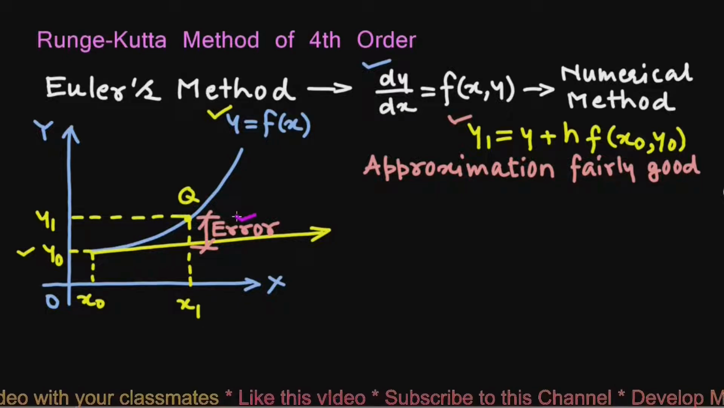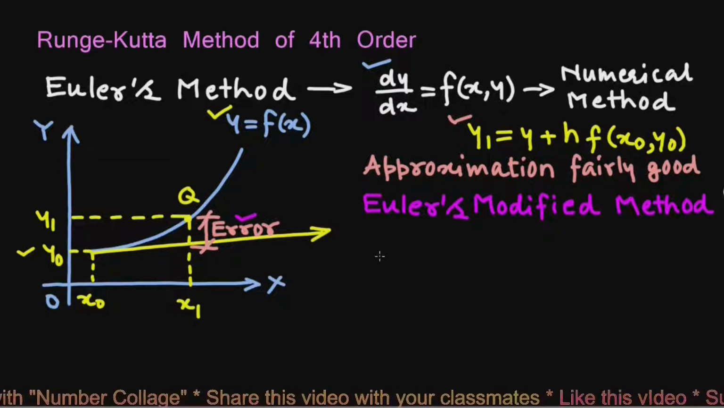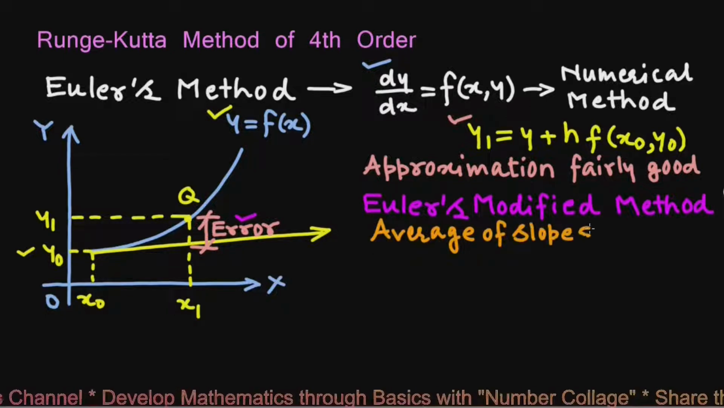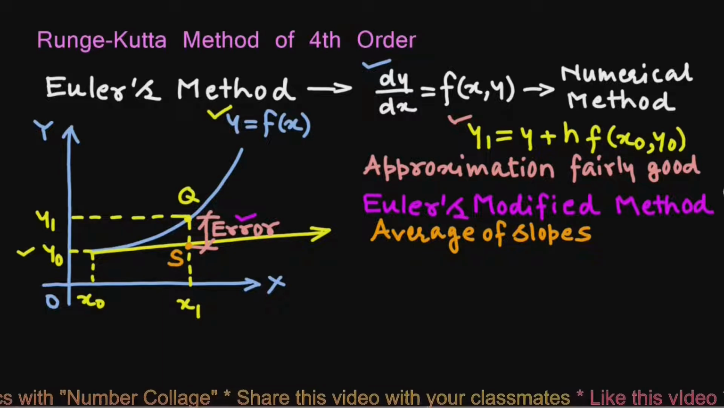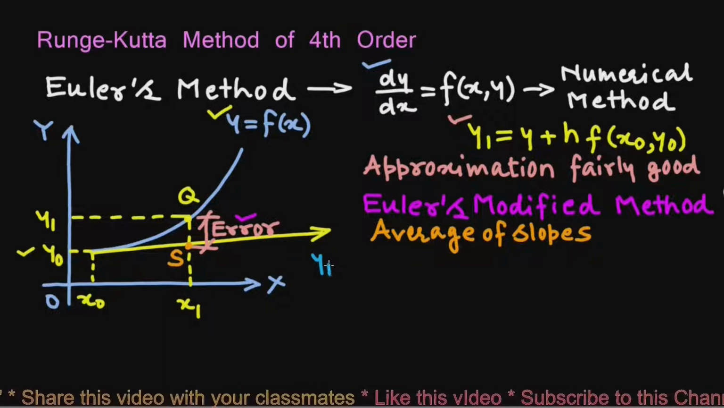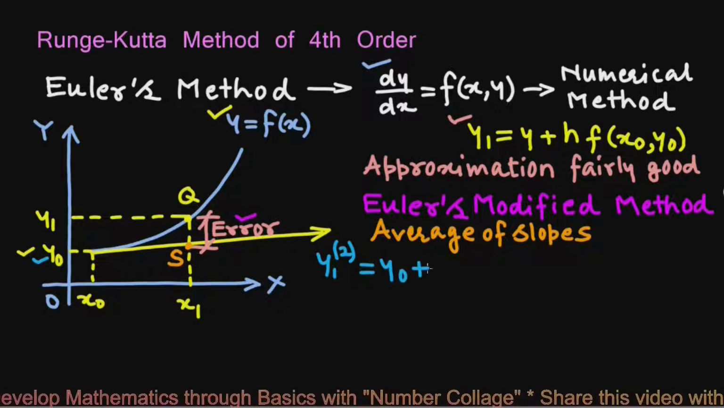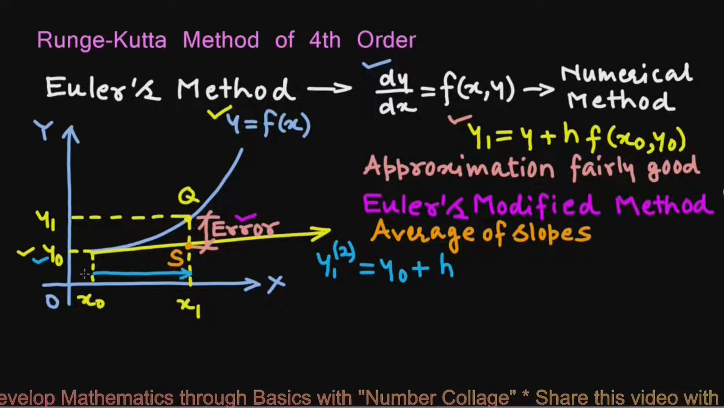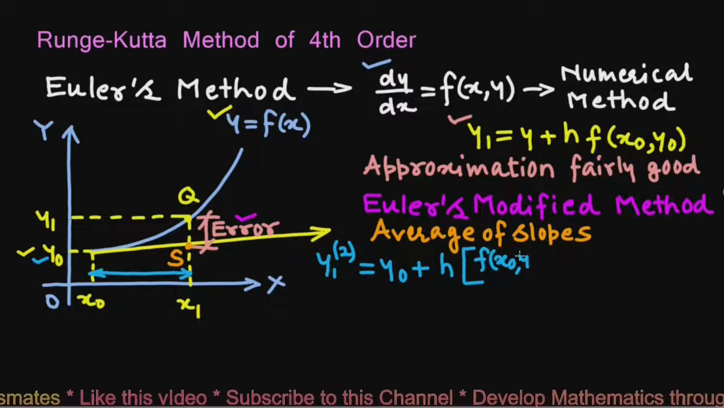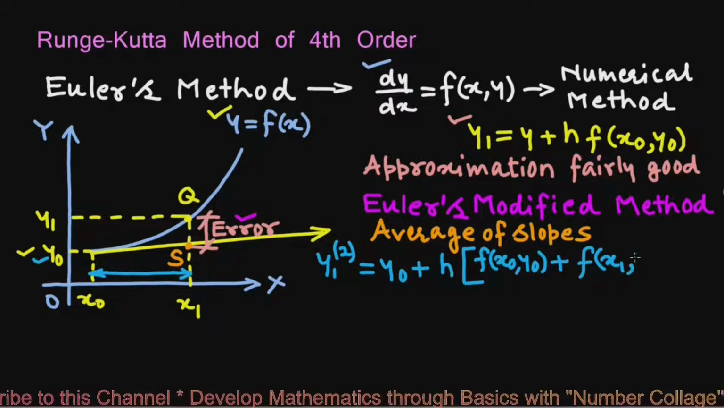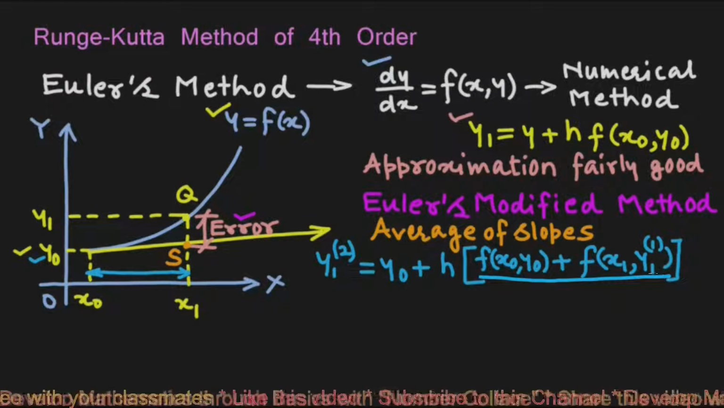To reduce this error, we have discussed in another video Euler's modified method, where we have used average of slopes of lines passing through this point S and improved the accuracy still further, and we have studied the new formula for second approximation of y1 to be equal to this y0 plus h, a very small difference between x1 and x0, and average of the slopes f of x0 comma y0 plus f of x1 comma y1 of 1, which is the approximation obtained in the previous step, upon 2.